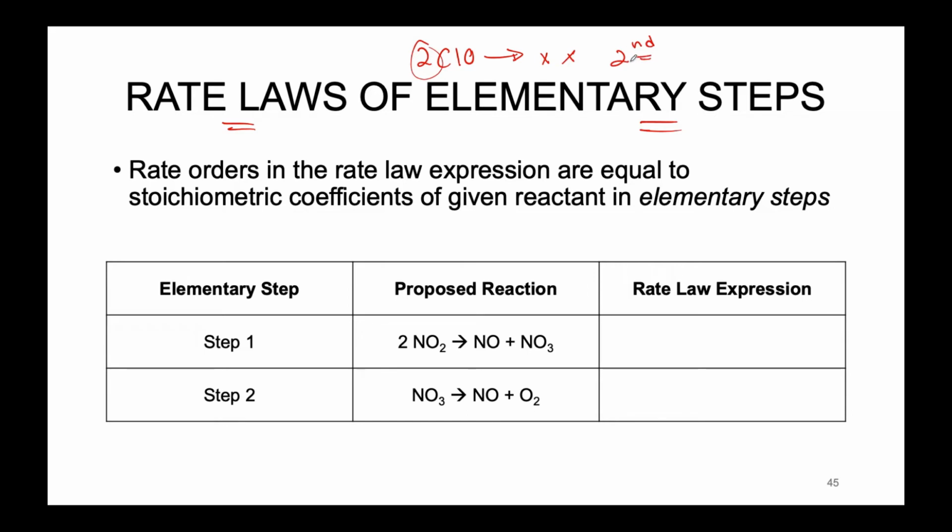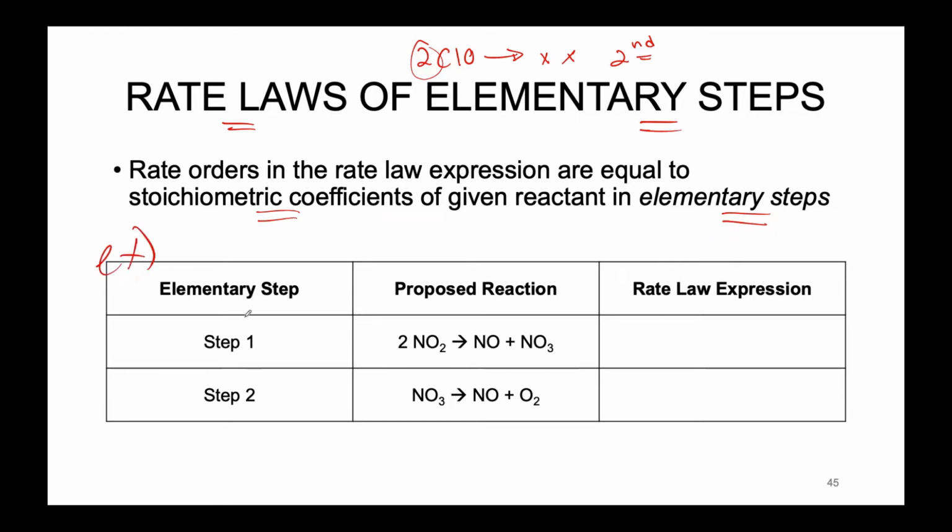And the answer I gave was technically not quite. A lot of the time it's true, but most of the time it's not. There's actually a deeper underlying reason, and it has to do with our elementary steps. So that's going to be what we talk about down here. The rate orders in the rate law expression are equal to the stoichiometric coefficients of a given reaction or reactant, but not for the overall reaction, only for an elementary step. So let's look at an example.